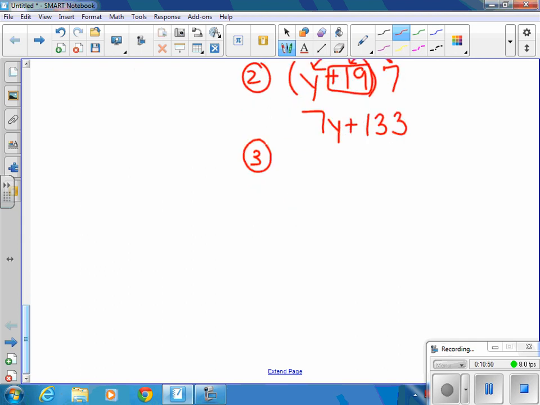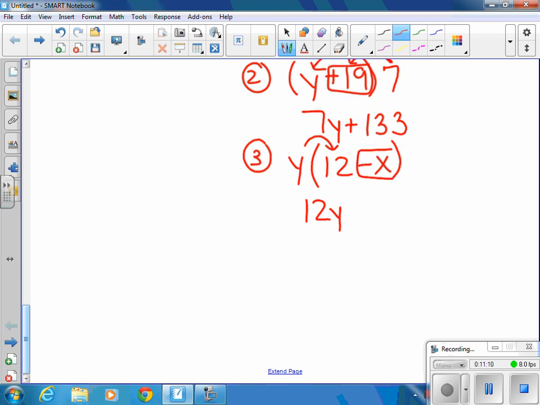For other distributive problems, sometimes you have a variable on the outside. So if we have y times 12 minus x, again, the y is going to go to everybody. So y times 12 is 12y. And your 12 is your coefficient, so put it in front of the letter. Do not put y12. There's no such thing.